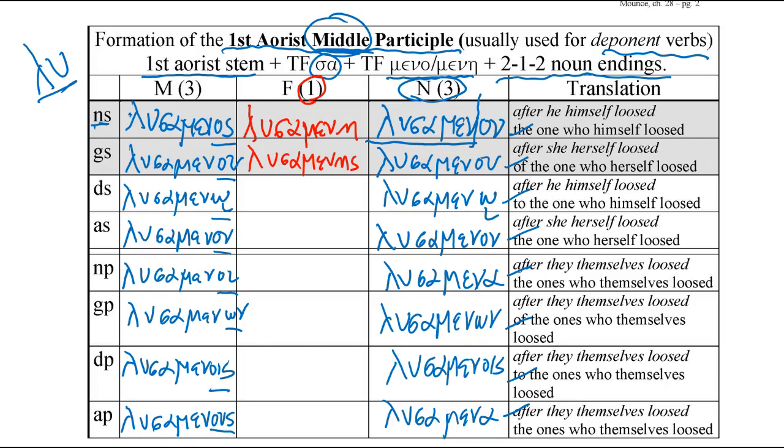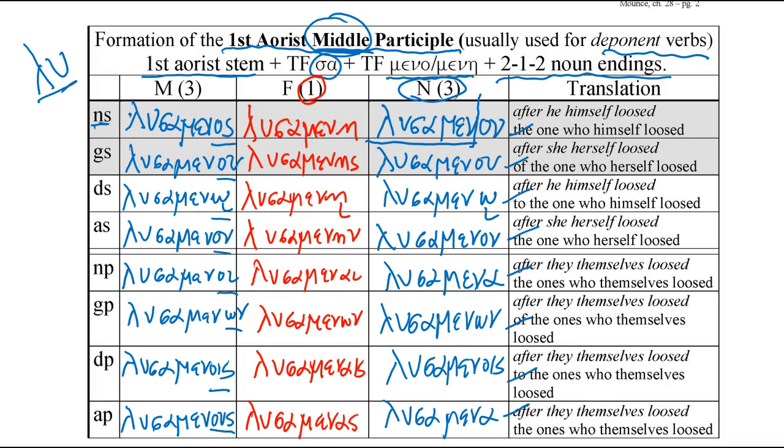Are you ready? Okay, hopefully you wrote it out and you'll have the same answers that I have right here. So hopefully you have the same thing as I have here on the screen. Let's say the feminine forms together. Ready? 1, 2, 3. Lusamene, lusamenes, lusamene, lusamenan, lusamenai, lusamenon, lusamenais, lusamenas. And so this is the first aorist middle participle.